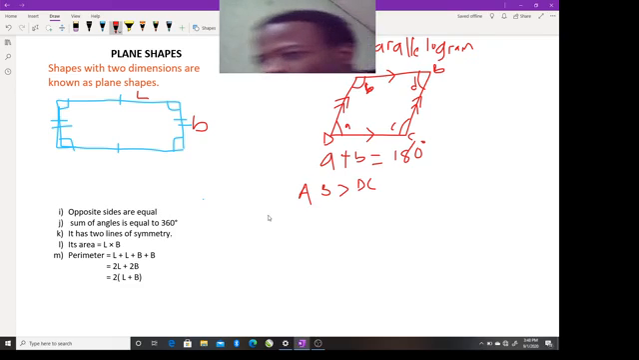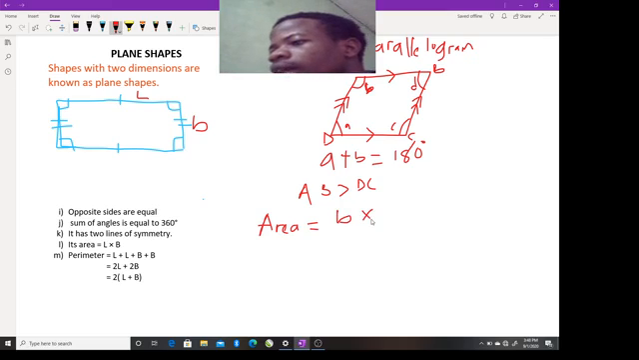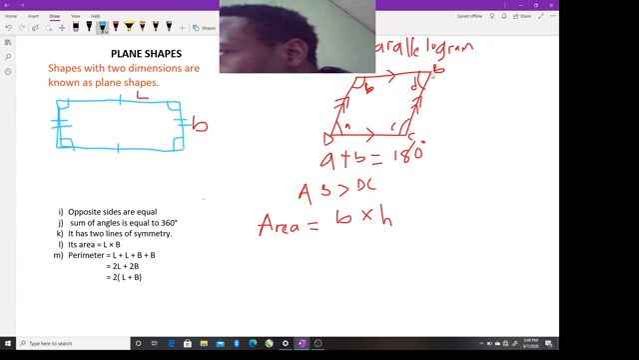Then the area of a parallelogram, area is equal to base times height. Somebody will ask, where is the height? Let me generate the height here. Bring this down, bring this down. Then I can decide to have something like this.